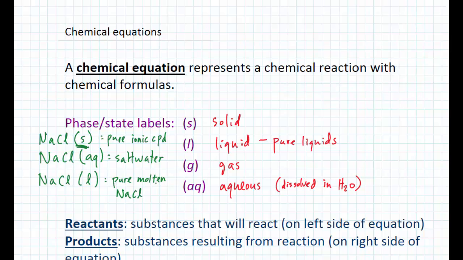Okay? So even though salt water, even though you can pour it, right, and you can splash it, okay, it's not the liquid phase label because it's not a pure liquid. It's mostly water with some NaCl dissolved in it. Okay? So make sure that everybody is good on that.